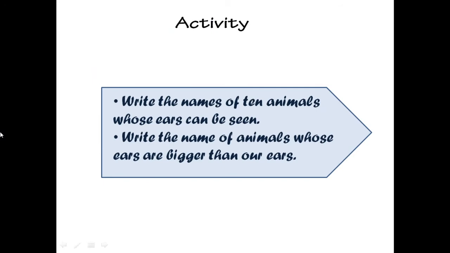Oh, we have one activity. Okay, what is the activity? Write the name of 10 animals whose ears can be seen, like us. Write the names of animals whose ears are bigger than our ears. Can you write this one? Write it quickly. Okay.